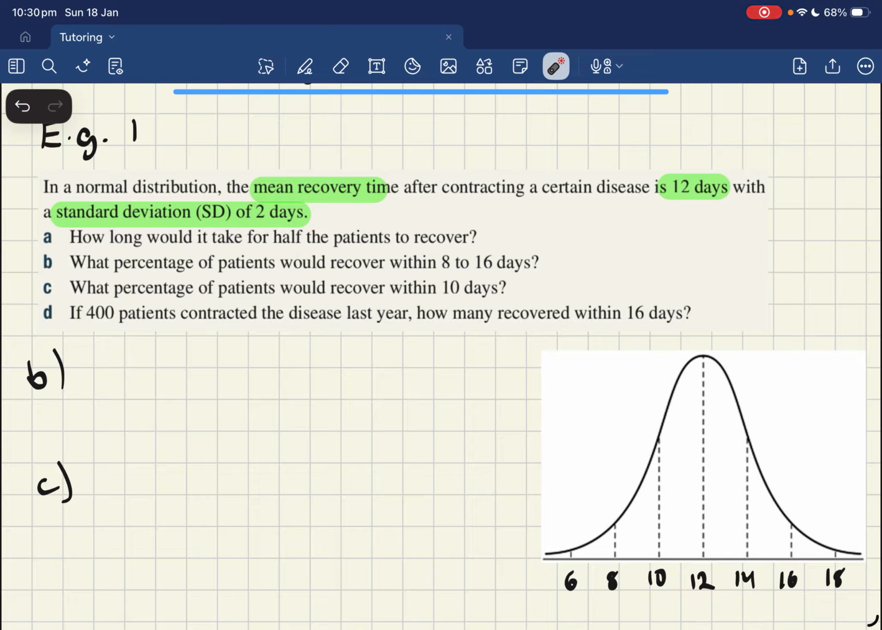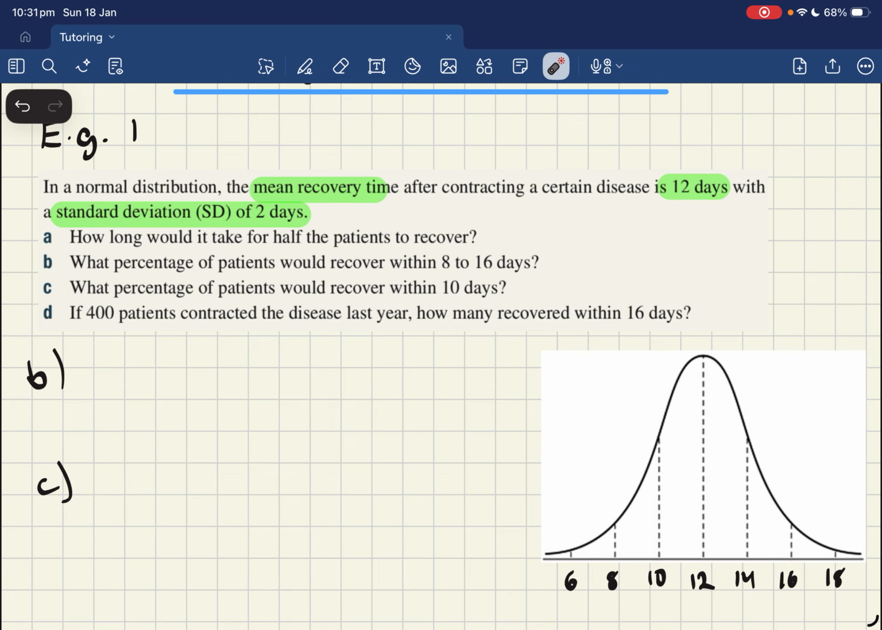Now, each standard deviation is marked by these dotted lines, and the question tells us that our standard deviation is 2 days. So our mean always goes in the middle of our normal distribution. For each standard deviation we go across, we add the amount we've been given on this side, and then we subtract going down on this side.